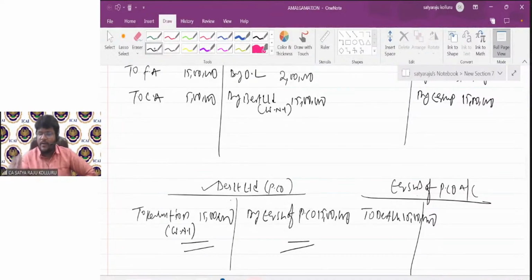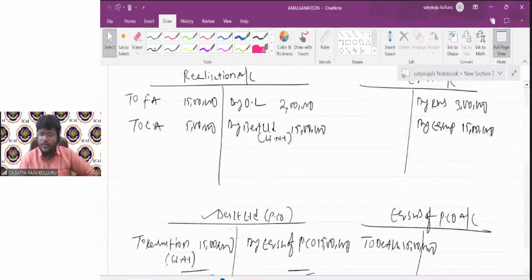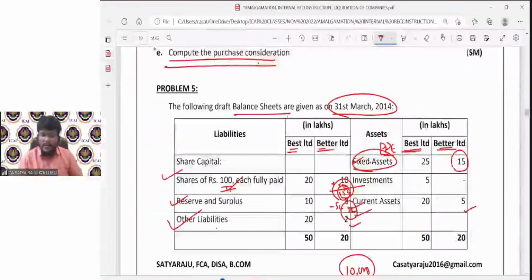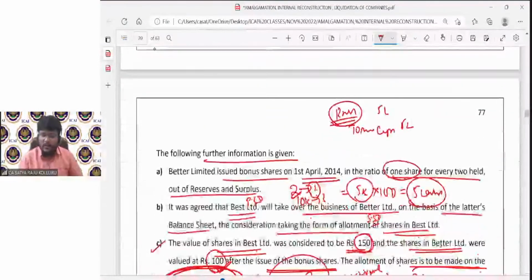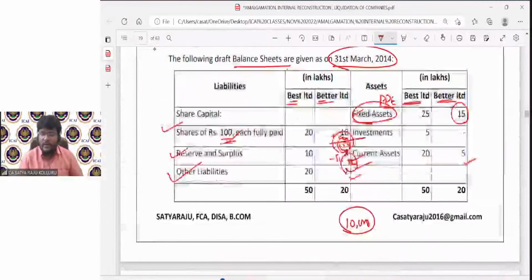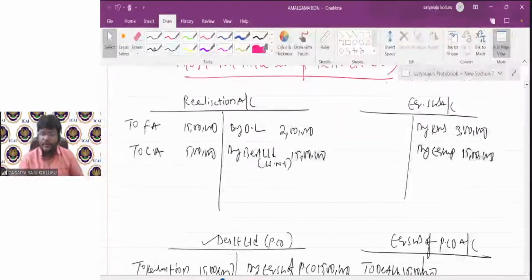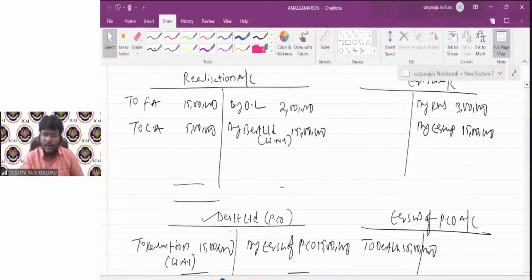Then after receiving the PC, you need to distribute the PC in the particular order. Any liquidation expenses information was given in the problem? No. After that, any liabilities not taken over by the purchasing company? So secured, unsecured, no need to think. Preference shareholders do not exist. That's why you can directly distribute to equity shareholders account. But before distributing to the equity shareholders account, find the realization profit or loss. How much profit or loss here?